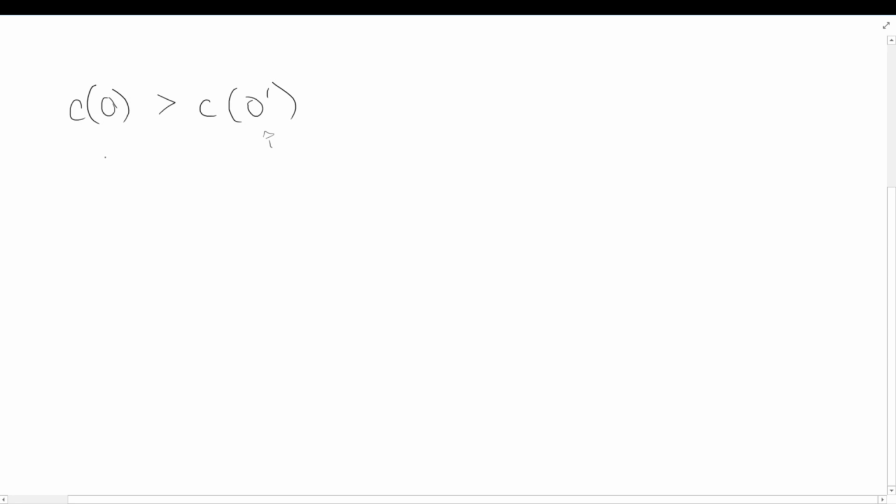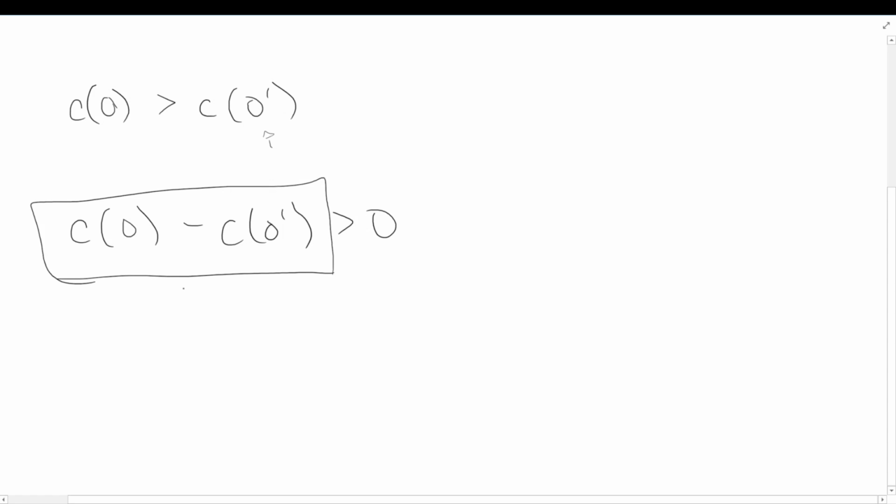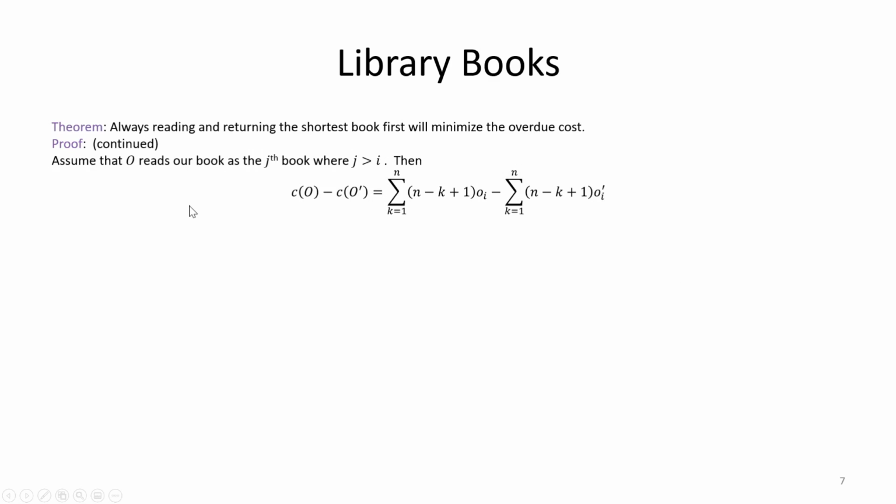Now, trying to argue this directly is a little bit hard, so we do this indirectly by saying, look, if we do a little algebra and we subtract this off on each side, we get this. If we can show the difference between the two costs, the cost of the optimal solution minus the cost of the other solution after the swap, is positive, then that's equivalent to showing this, that our optimal solution is not optimal. So this is what we're going to try and prove here. That's how I'm going to continue our proof.